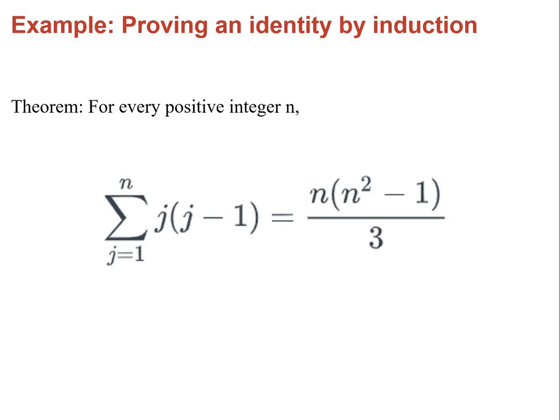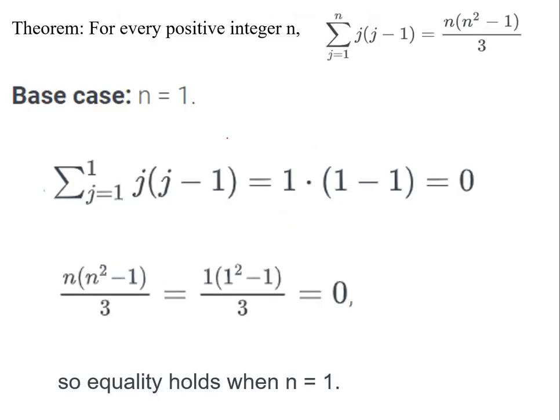So again, the idea is that you start with a base case, right? And then you do the inductive step. So there are two steps involved. And in this case, we're going to again start with the left-hand side and show that the left-hand side gives you the same result as the right-hand side. So let's look at the base case.